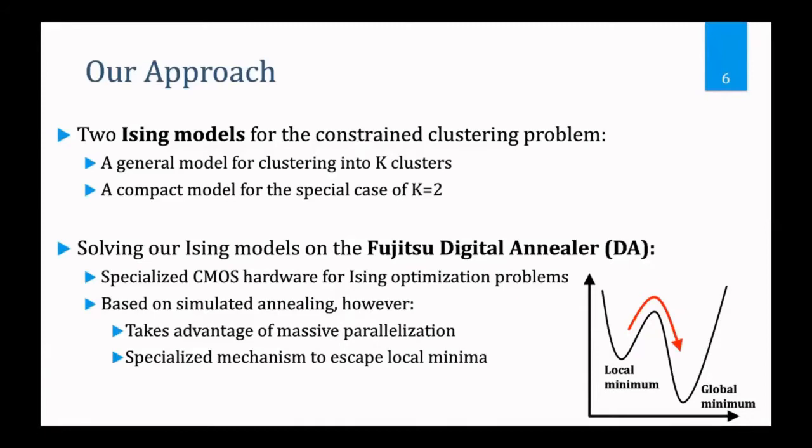Recall that our goal is to investigate the use of new special-purpose hardware for solving the constrained clustering problem. In our work, we solve our Ising models on the Fujitsu digital annealer, the DA, which is a specialized CMOS hardware for solving Ising optimization problems. The DA algorithm is based on simulated annealing. However, it takes advantage of massive parallelization and has a specialized mechanism to escape local minima.